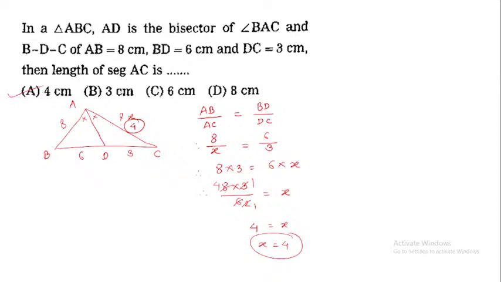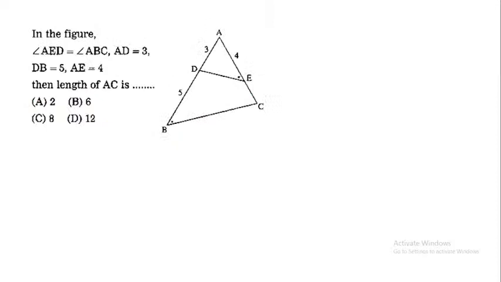So here also we have used the property of angle bisector. Okay, let's have the next question. This is a question again based on the diagram given. In the figure it is given that angle AED, this one, is congruent to angle ABC. So these two angles are given to be congruent. And AD is given to be 3, DB is given to be 5, AE is 4. What would be the length of AC? That is the question. We have to find the length of AC.